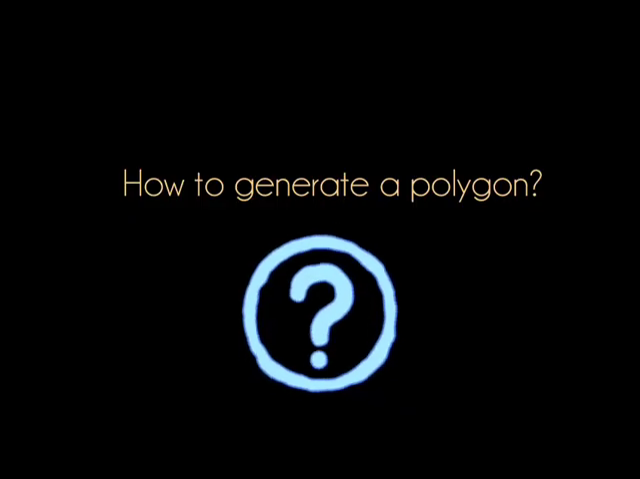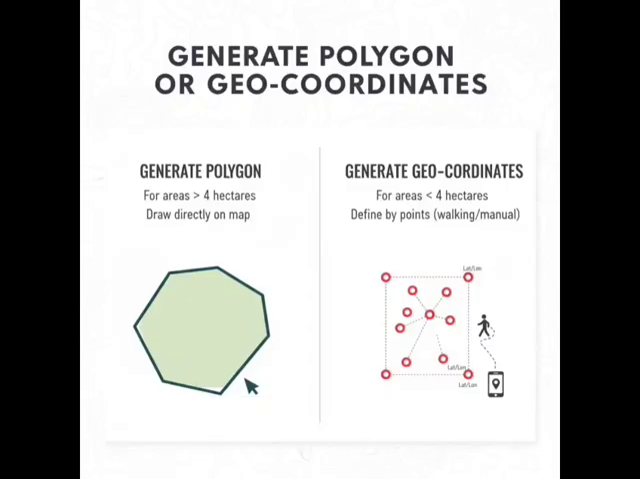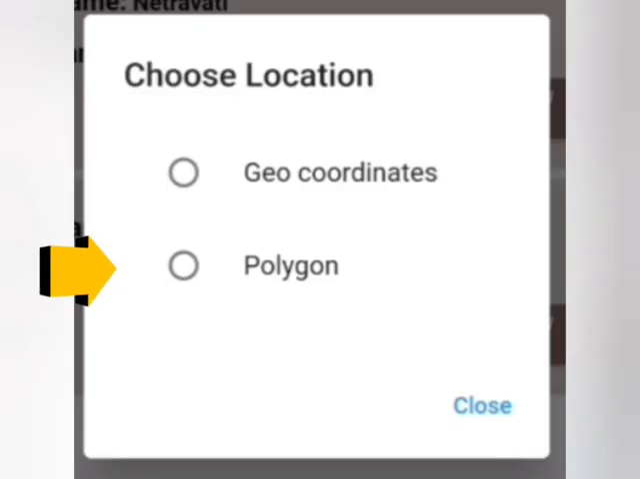Polygon generation. Polygon means digitally marking the estate boundaries. For estates above 4 hectares, use the polygon method. For estates below 4 hectares, use the geo-coordinates method.